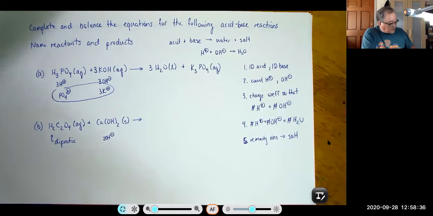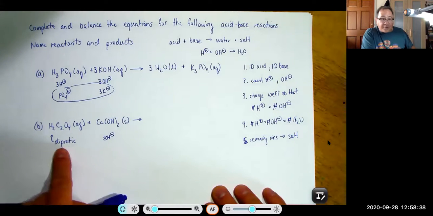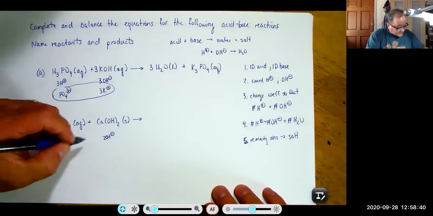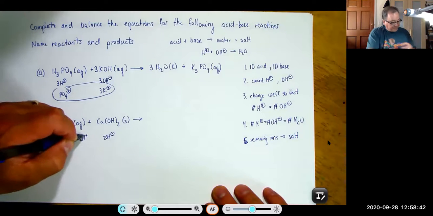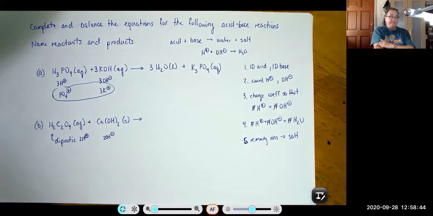Okay, I want you to balance this one. Now notice this says diprotic. Diprotic means that it has 2 hydrogens. So when you're done balancing this one, give me a thumbs up and we'll go from there.